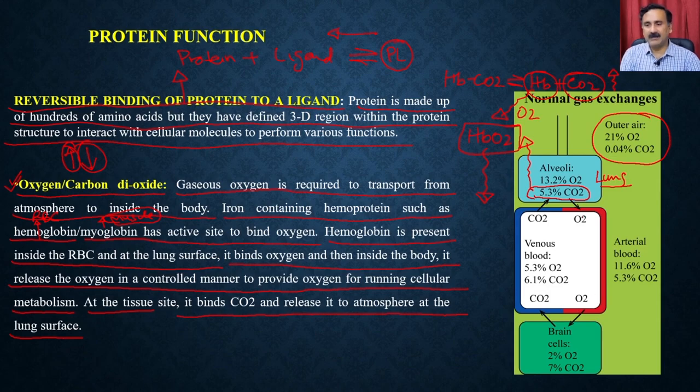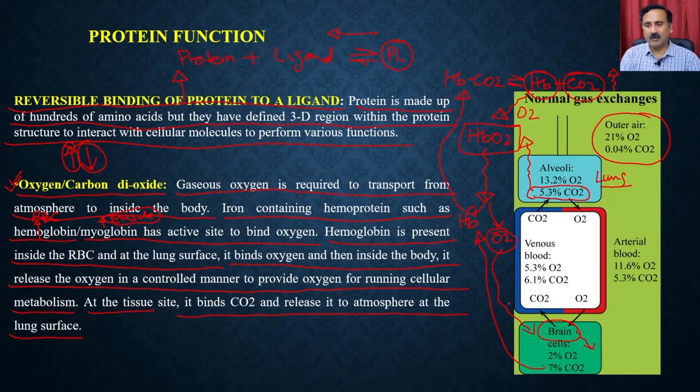For example, the oxygen is going to be carried through the arterial blood, and then it is going to deliver that oxygen to different parts of the body like the brain cells. At the brain cell side, you see the carbon dioxide level is very high and the oxygen level is low, so the oxygen is going to be delivered, right? The same thing is going to happen. The HbO2 is again going to dissociate to form the hemoglobin and the oxygen. This oxygen is going to be delivered to the brain, and at the same time the carbon dioxide is again going to bind to this hemoglobin and generate the hemoglobin-carbon dioxide complex.